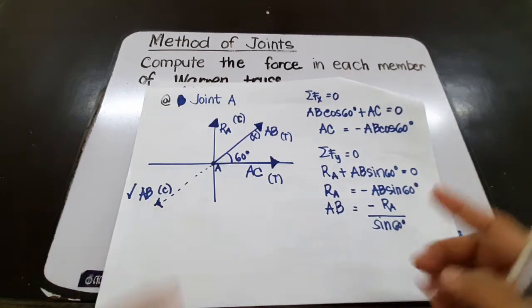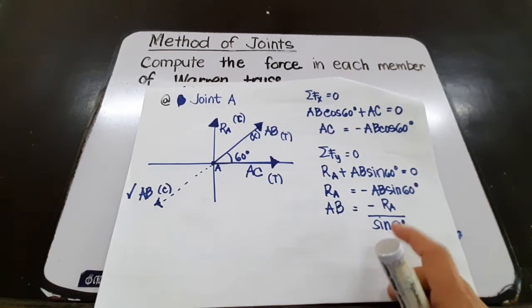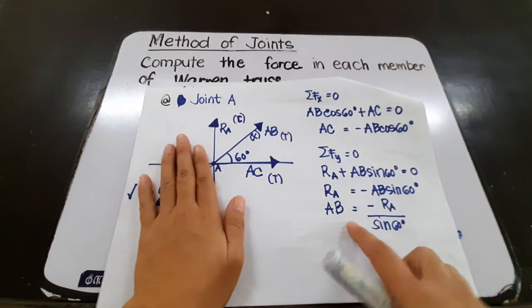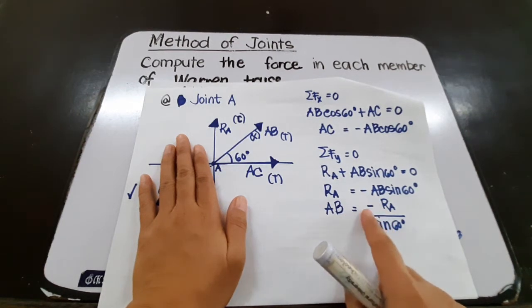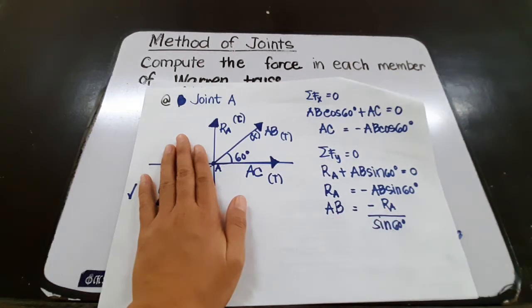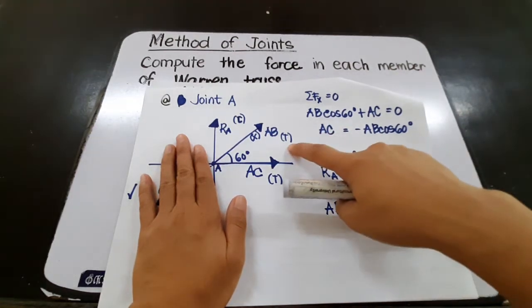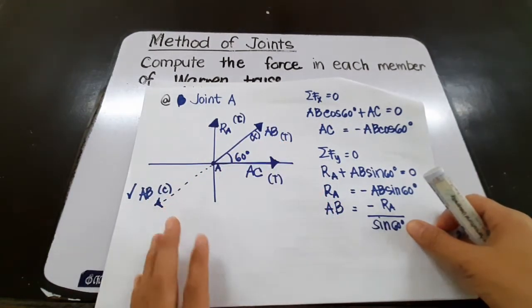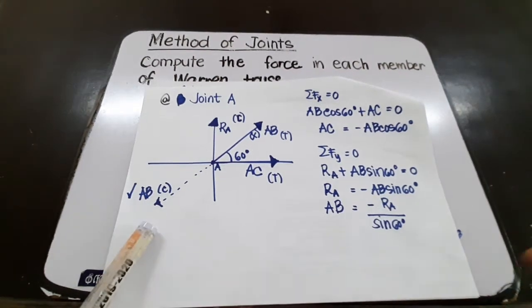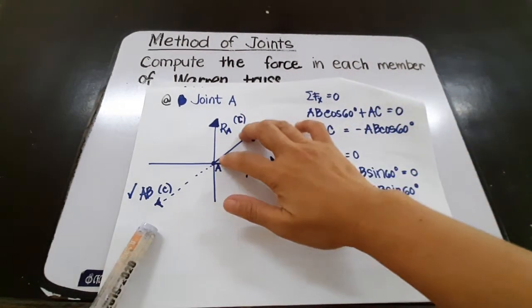Since this is a negative value, based on this free body diagram we assumed that AB is tensile, and we come up with a negative value. That means the direction of the force AB is opposite of what we have assumed. The opposite of tensile is compressive, and that would mean that the correct free body diagram is this one.